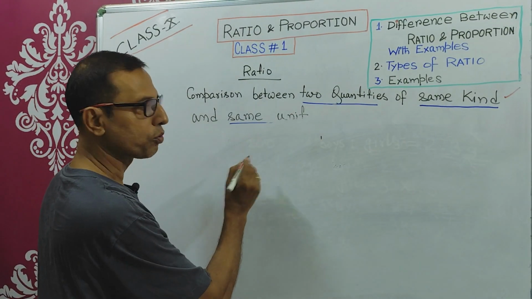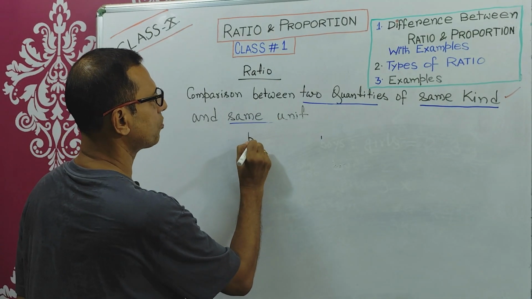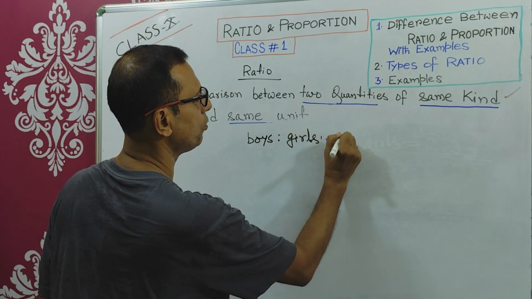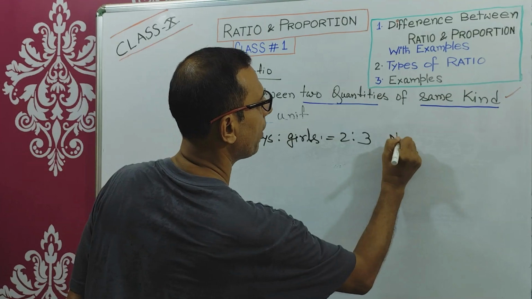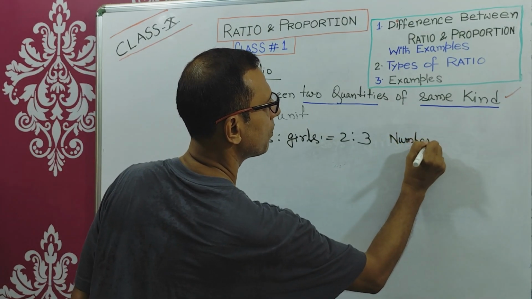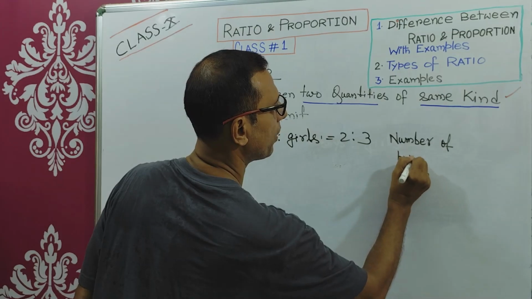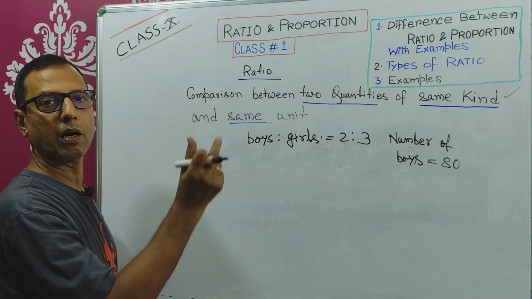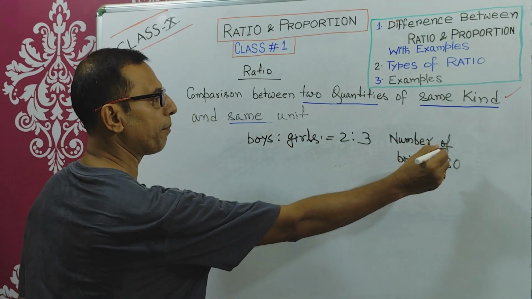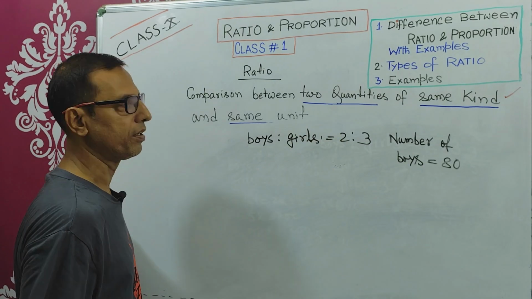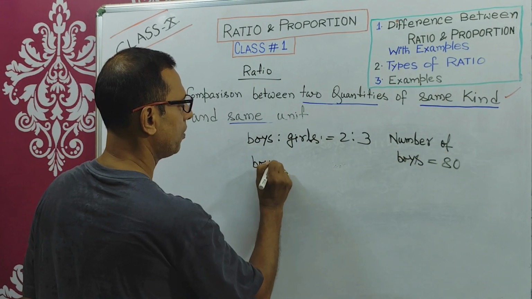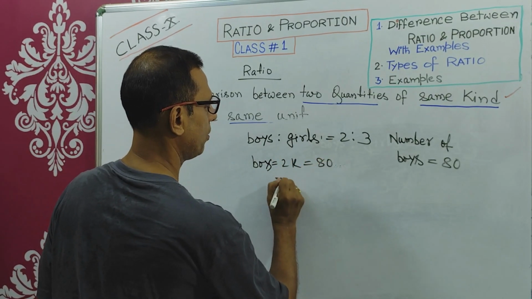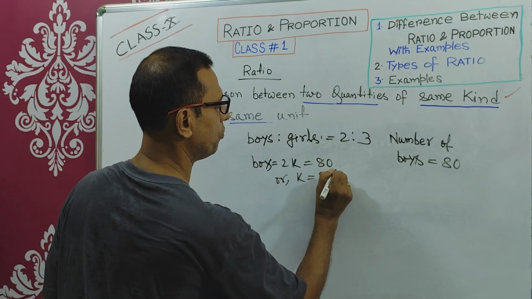Now in your class, the total number of students is not given. The boys is to girls ratio equals 2:3 and the number of boys equals 80. What is the total number of students and what is the number of girls? Now the number of boys is given, and the boys and girls ratio is given. You assume boys equals 2k equals 80, or k equals 80 by 2 equals 40.